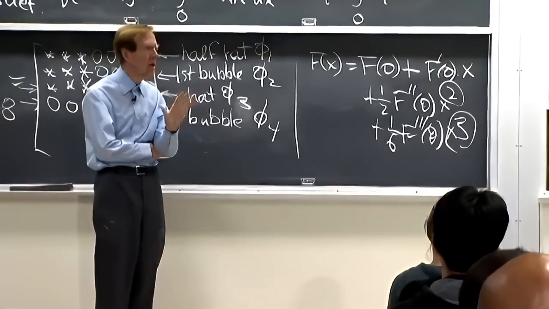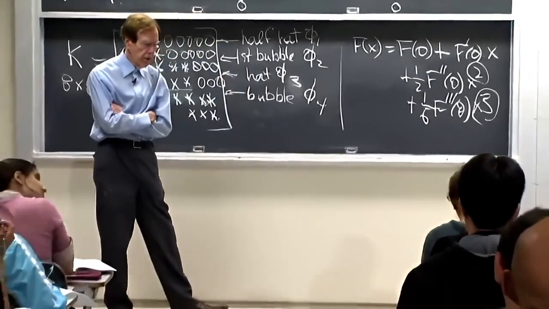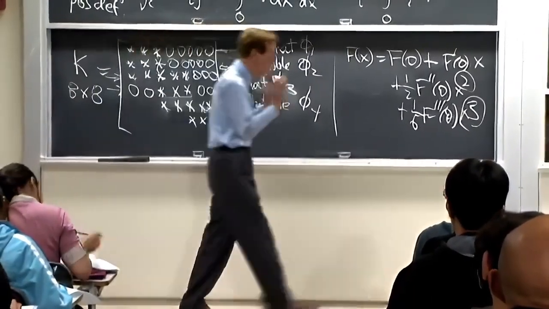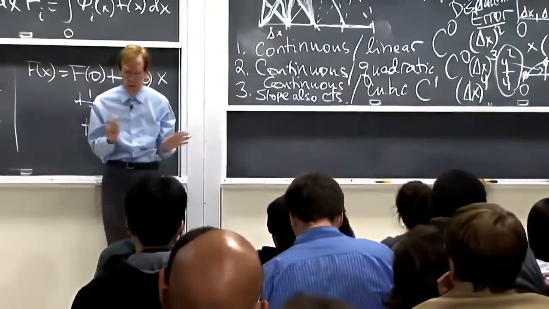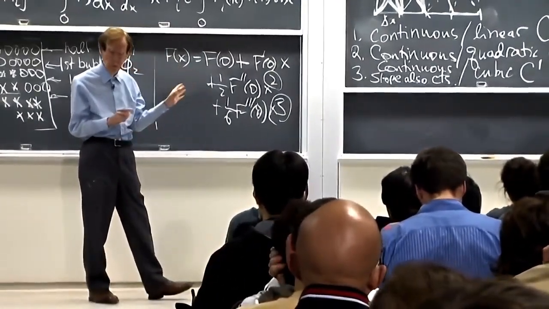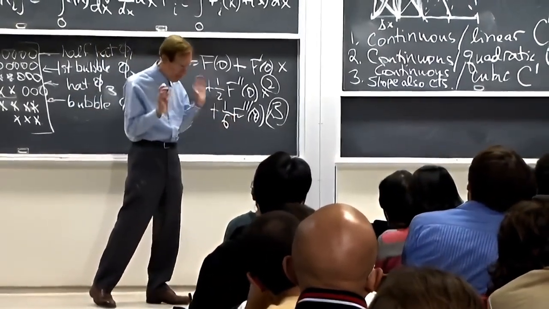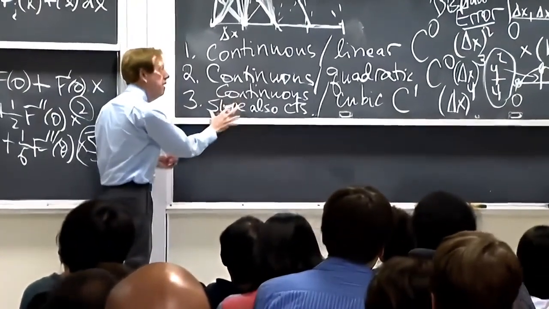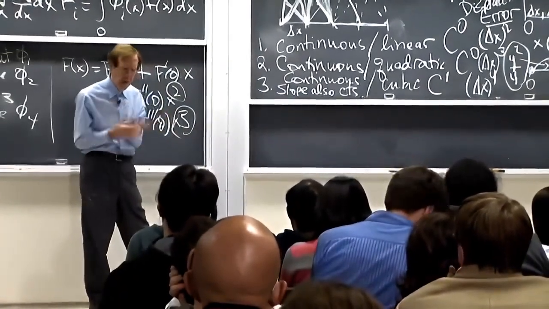C1, continuous slope cubics. Okay, ready for those? What shall be my trial functions for continuous slope cubics? So I have to start again, because the hat functions are out now. Those hat functions have a jump in slope. The bubble functions have a jump in slope. I'm rethinking here to create a better element.